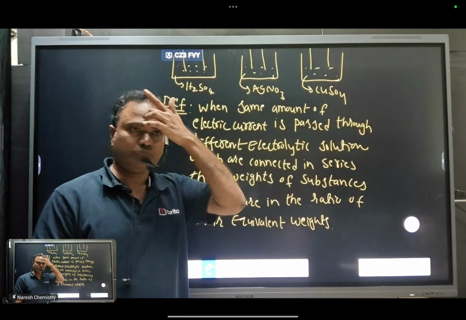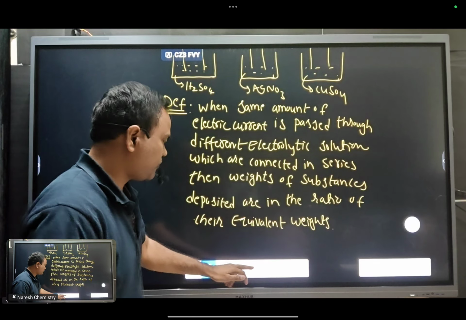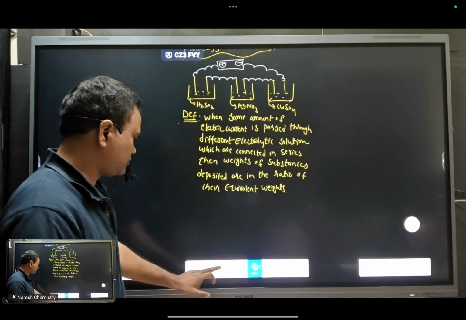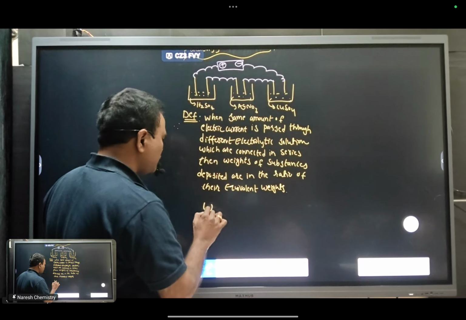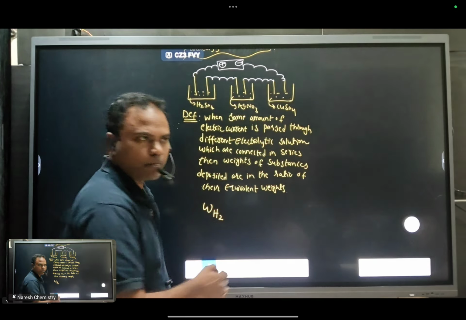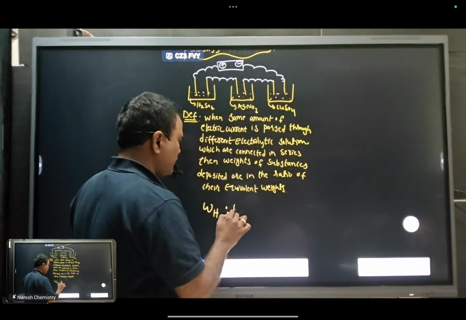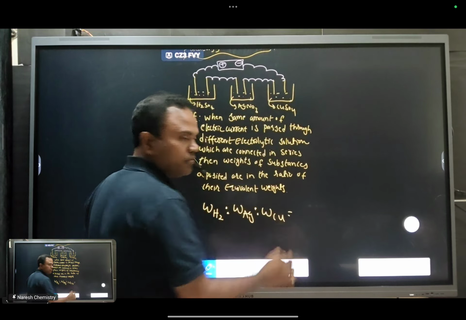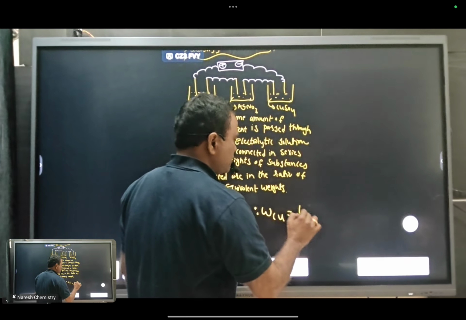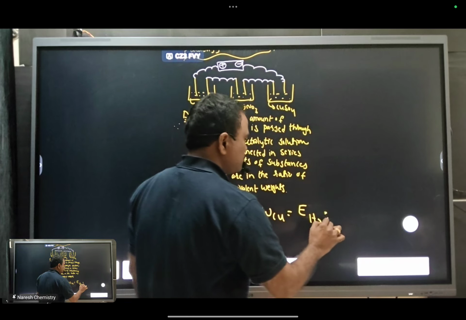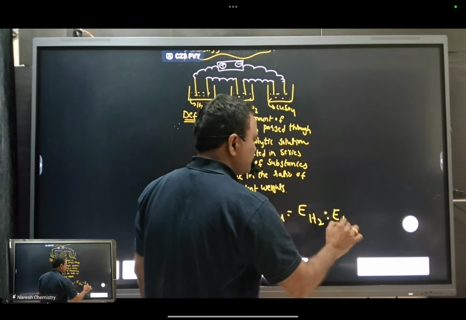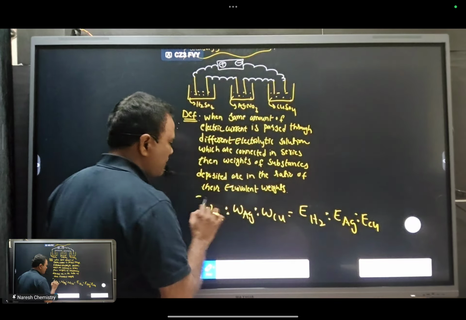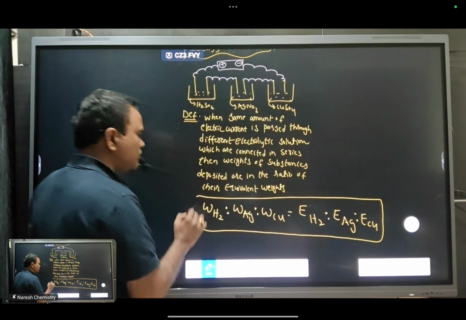Take the above diagram. For the above diagram, weight of hydrogen, weight of silver, weight of copper is equal to equivalent weight of hydrogen, equivalent weight of silver, equivalent weight of copper. This is for the above diagram.